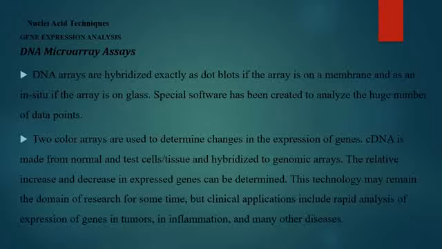This technology may remain the domain of research for some time, but clinical applications include rapid analysis of expression of genes in tumors, in inflammation, and in many others. I take a sample, I have a gene that codes for, say, cancer. I can do my DNA microarrays on it and know that, no, this cell has some cancerous genetic code in it, and I can start dealing with it.